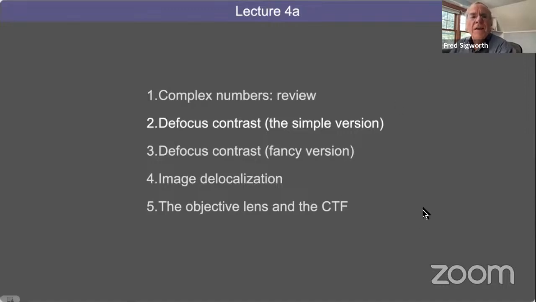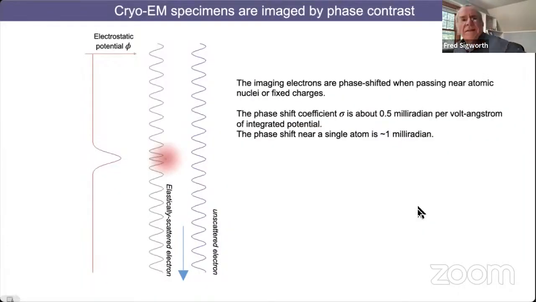Hi, class. Okay, so now defocus contrast. The useful contrast that we get when we image a cryo-EM specimen is phase contrast. Basically, when an electron wave passes near an atomic nucleus, it sees a positive potential, and that speeds up the electron briefly, and that shifts the phase so that the electron wave after it's passed by there is different in that it's been shifted in phase from the unscattered wave. And this is how we're going to make images, by making use of this phase shift.